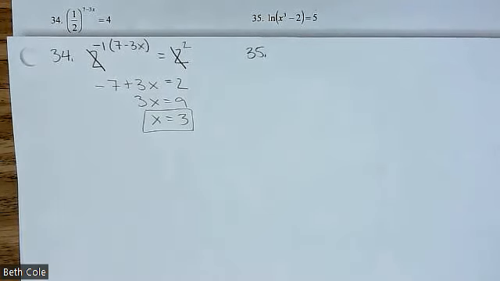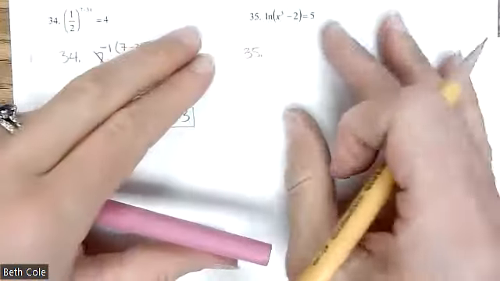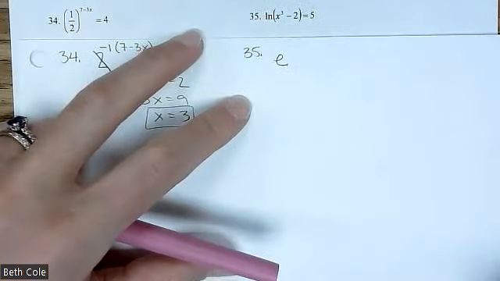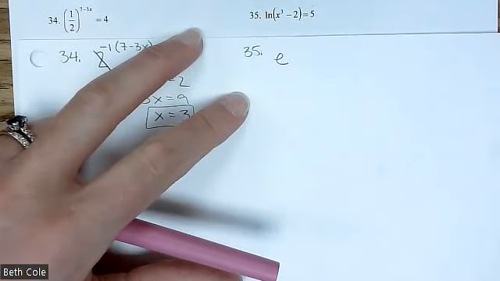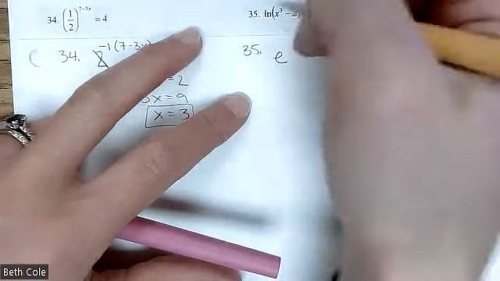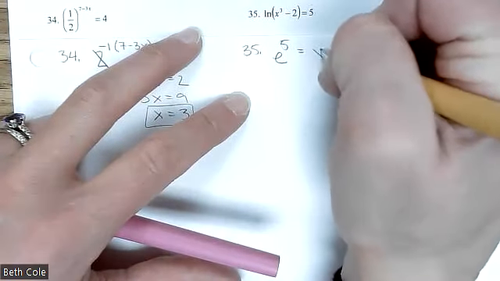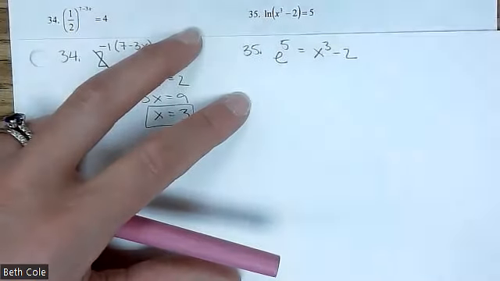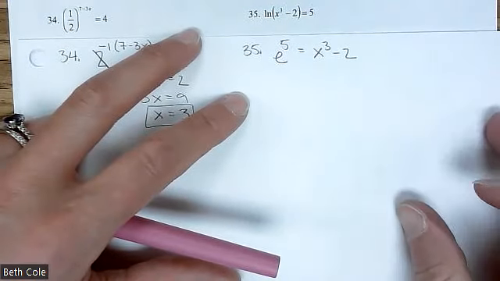Looking at 35, I'm already stuck. So what's my question? What is the base for ln? E. The second question would be, what's the power? Like, what's the exponent? 5, good. E to the 5th equals x cubed minus 2. Just the stuff that's good.